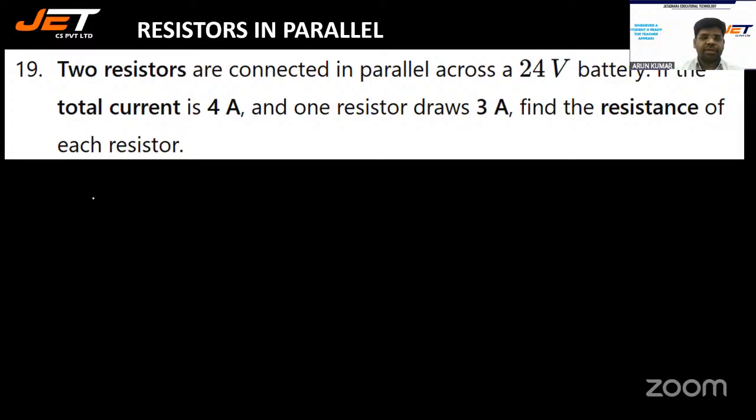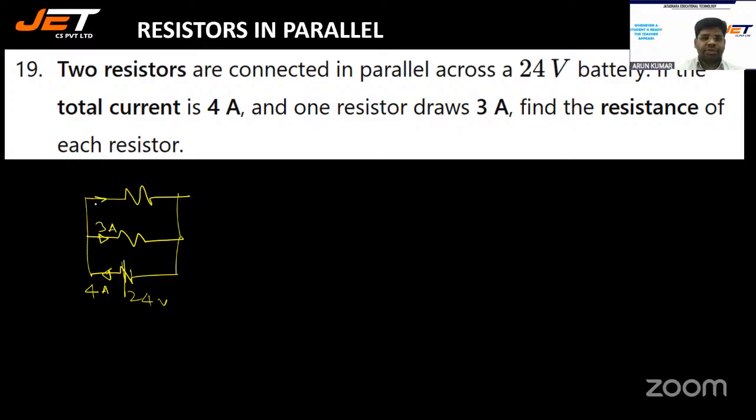So two resistors in parallel, connected to a 24-volt battery. Total current is 4 amperes. Current drawn by one is 3 amperes.